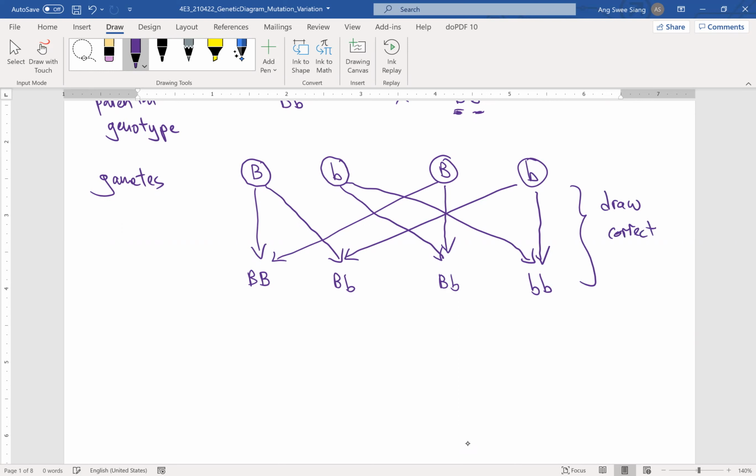You need to draw correctly. I will check. In fact, the person marking should check. I don't know about other bio teachers, I will definitely check. So draw correctly. Then what is this row? This is the F1 generation genotypes.